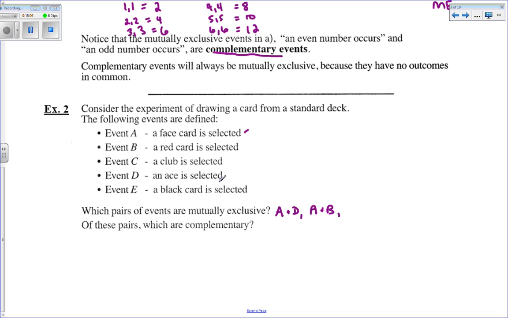A red card and an ace is selected. And you can get an ace that's a red card, so those are not mutually exclusive. A red card and a black card are selected. Those are complementary, so those are mutually exclusive. A club and an ace we can get. A club and a black, those are not mutually exclusive. An ace and a club we can get at the same time. So these are only 3 sets of mutually exclusive events. And of these pairs which are complementary, that was event B and event E. Those are complementary.